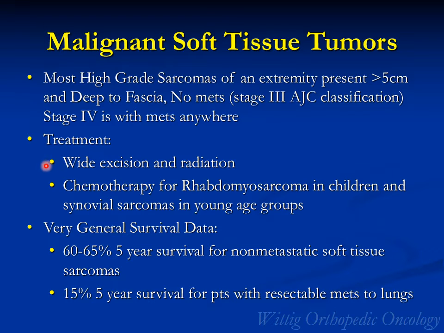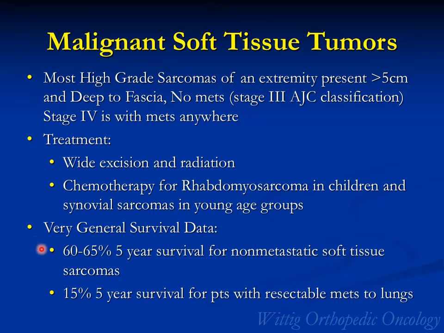So the treatment answer for your OITE is wide excision and radiation, except if it's an enormous tumor which is encasing the neurovascular structures, or it's fungating and infected, or the entire extremity has been contaminated by a biopsy, then you may answer amputation.